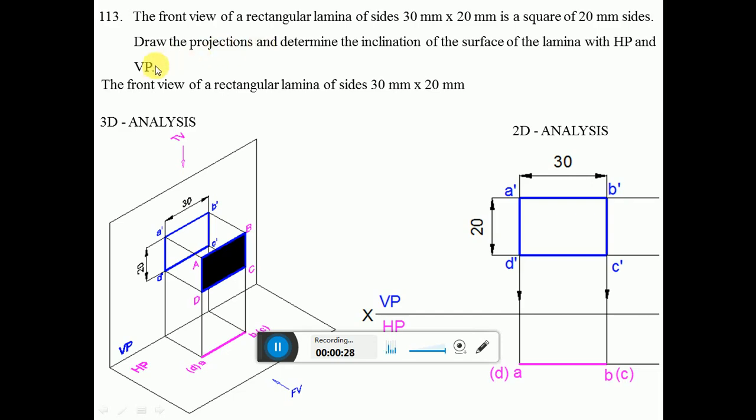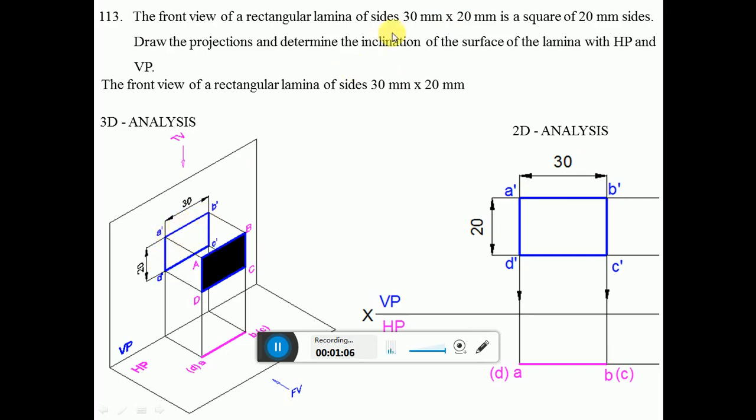So here again he has not given whether it is resting on HP or on VP. But he has given only one condition: the front view of a rectangular lamina of sides 30 mm by 20 mm is a square of 20 mm side. So how to take the initial position? There are two possibilities: 30 mm can be vertical and 20 mm horizontal, or 20 mm can be vertical and 30 mm horizontal.